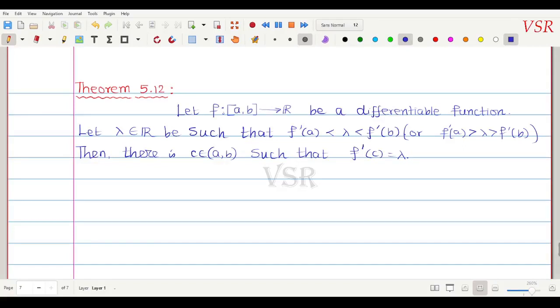Sometimes this theorem is called the Darboux theorem. Okay? We'll go to the proof.